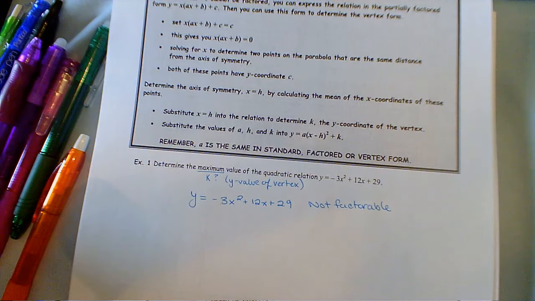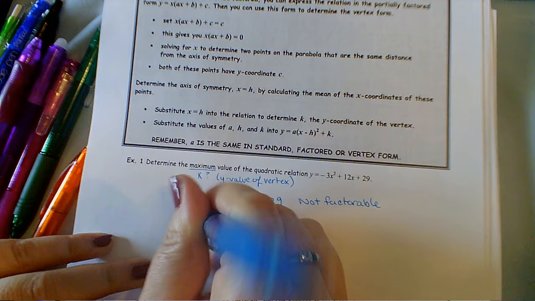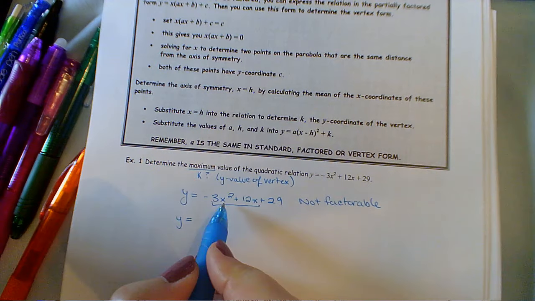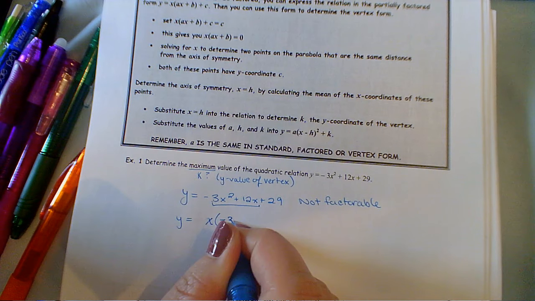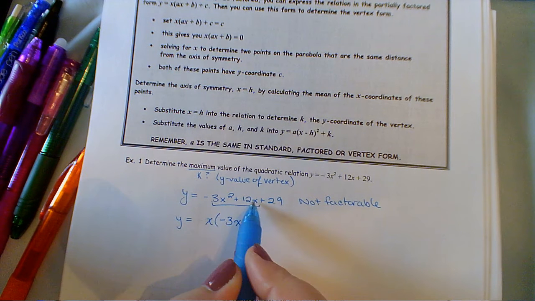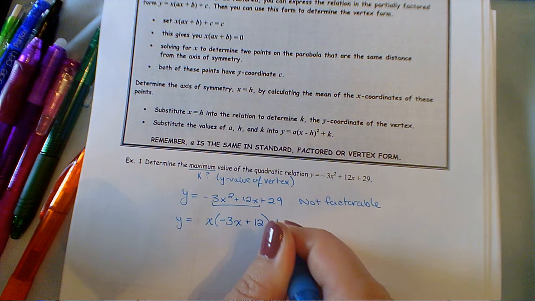So what we do is pull out an x from the first two spots only, leaving the a value behind. So I'm going to take out an x from him, and an x from him, which just leaves a positive 12. Notice we're not touching the 29. The 29, again, is forgotten about.